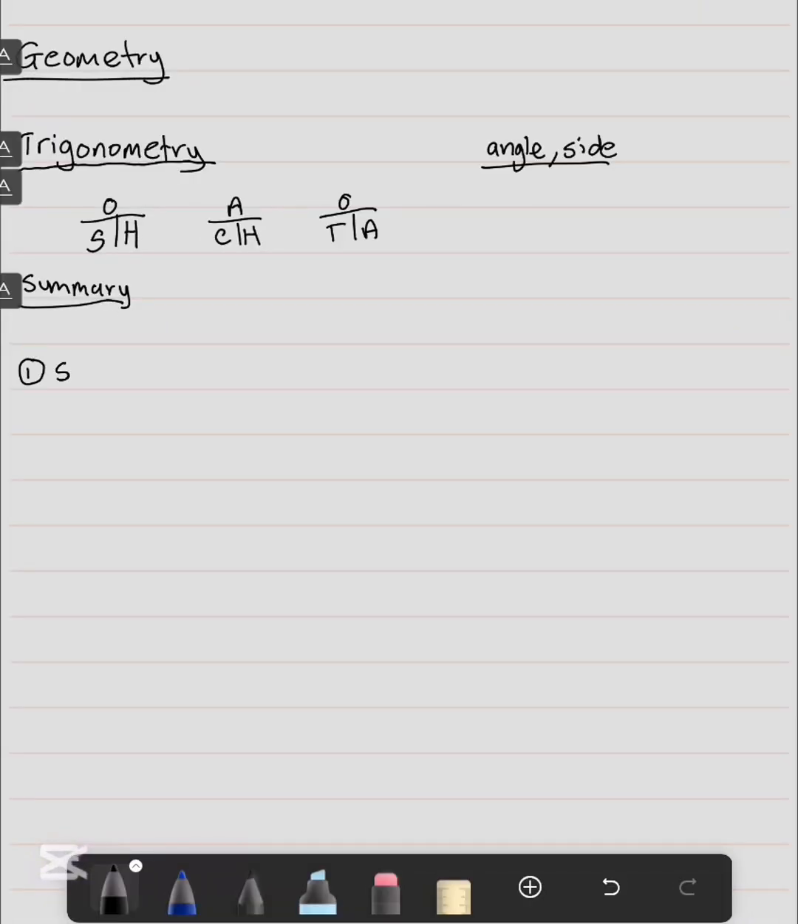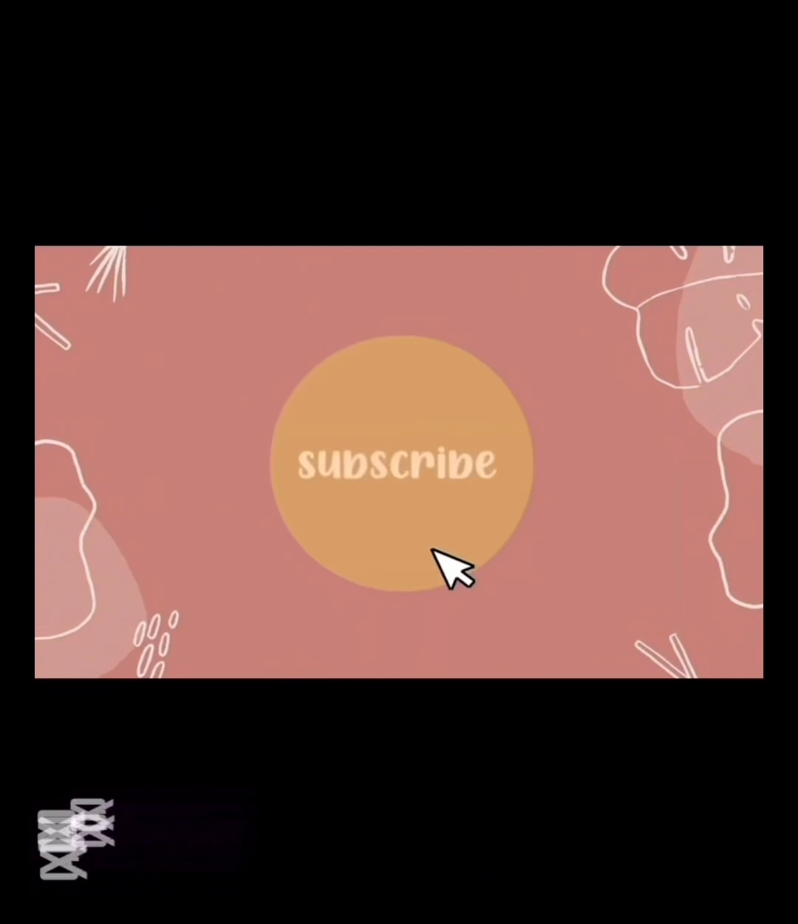Here's a summary for today's lesson. We went over SOHCAHTOA, which helps us solve trigonometry equations. We have to ensure that we have a side and an angle so we know to use trigonometry. And another rule of thumb is whenever we move our cos, sine, or tan over, it becomes that to the negative 1.